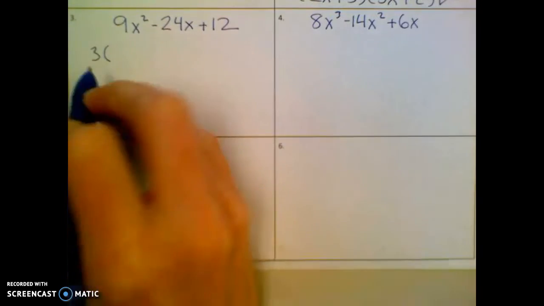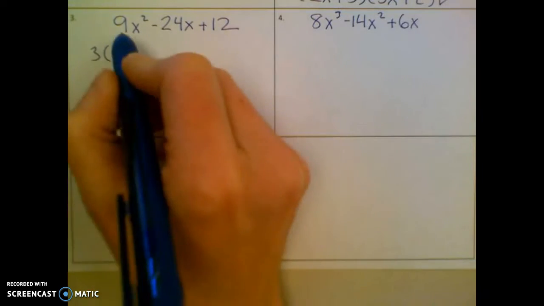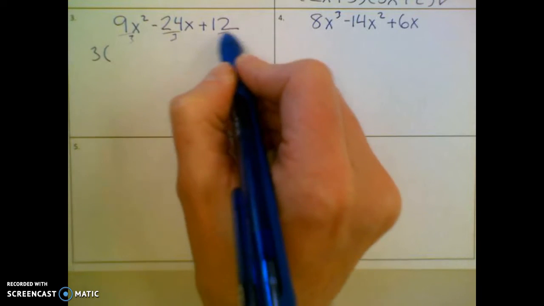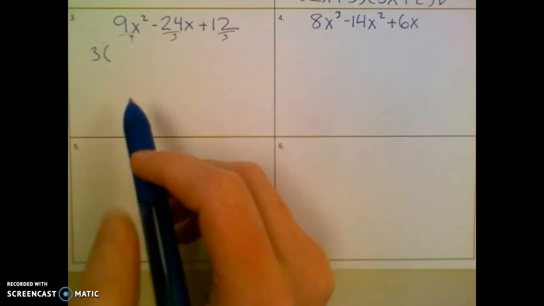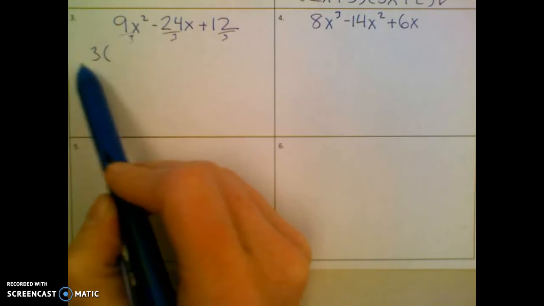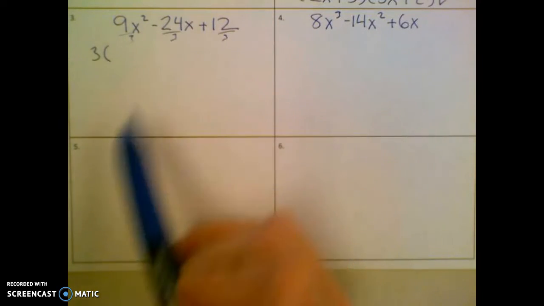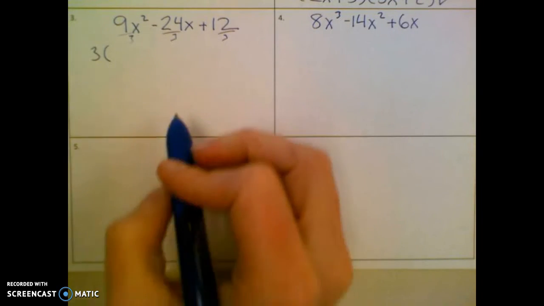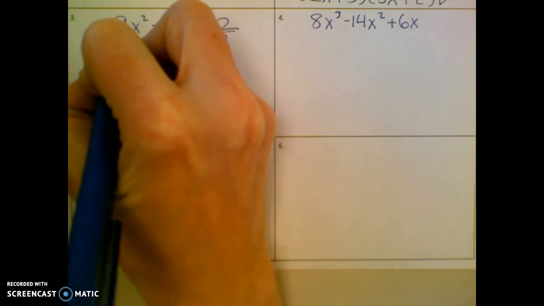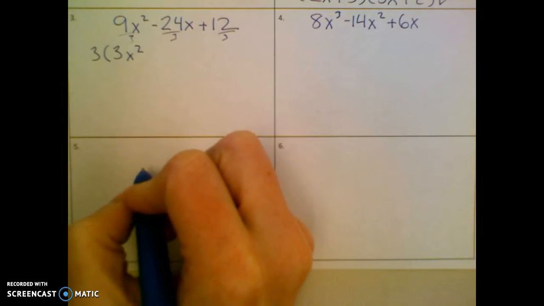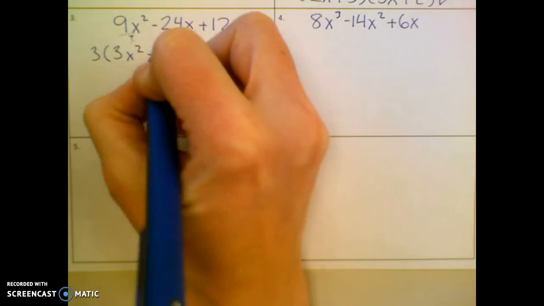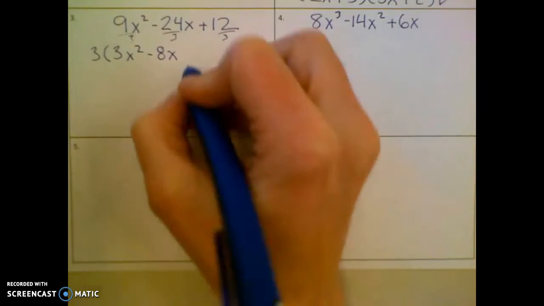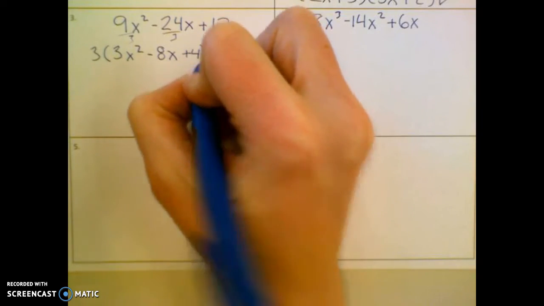Actually go ahead and write out 3 parentheses and then divide each term by 3 so that you know what's left over. People try to skip, and they'll know that 3 comes out, but they'll try to just skip this step and factor in their head, and it's really difficult to do that. So I'm going to go ahead and actually figure out what comes down. So that's going to be 3x squared, negative 24 divided by 3 is a negative 8x, and 12 divided by 3 is a positive 4.